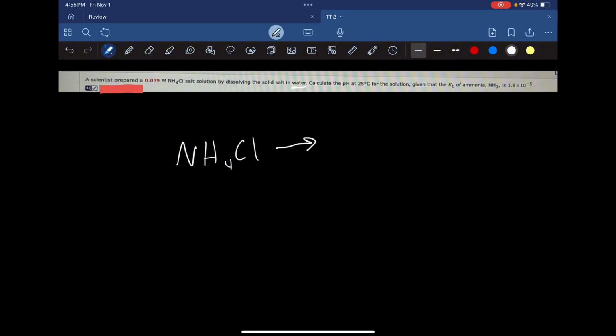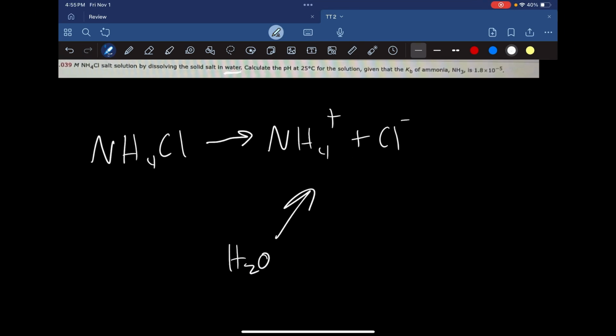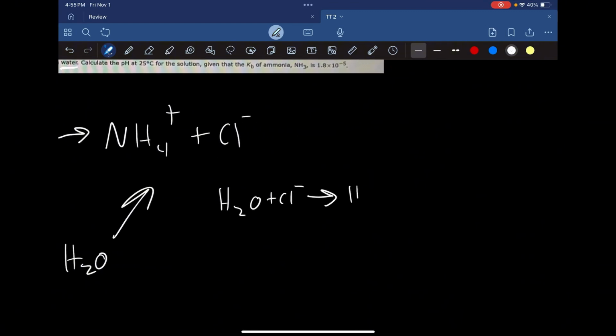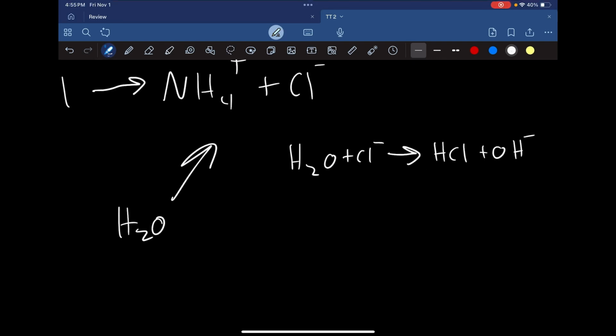NH4Cl dissociates. And this will be NH4 plus and Cl minus. When H2O interacts with this, we know that H2O plus Cl minus turns into HCl plus OH minus. We know that Cl minus is the conjugate base of a strong acid, HCl, and this does not significantly affect the pH because it is a strong acid. So therefore, when we look at, let's try NH4.